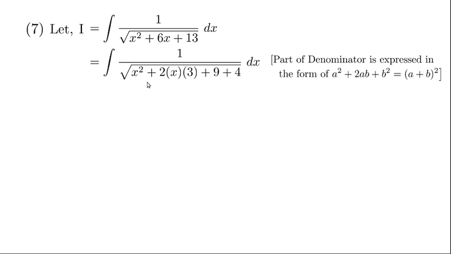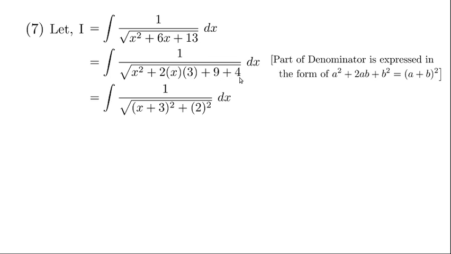Now if you carefully observe, this is a square. So for 2ab, I am splitting 6 in this format, so this is a and this is b. So the square of b is 9. So 13 is written as 9 plus 4.